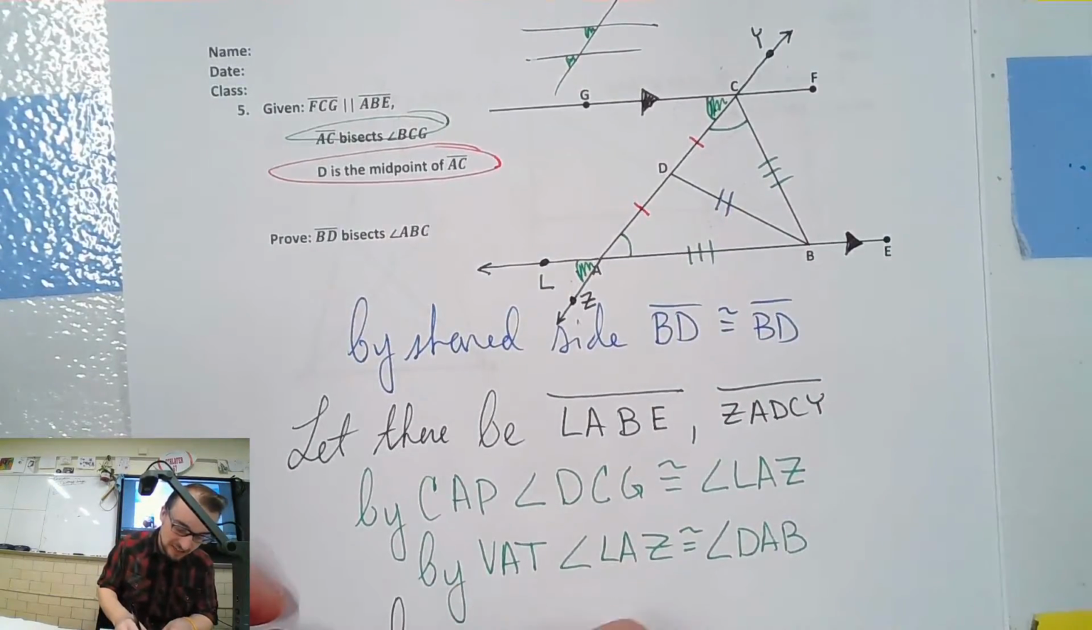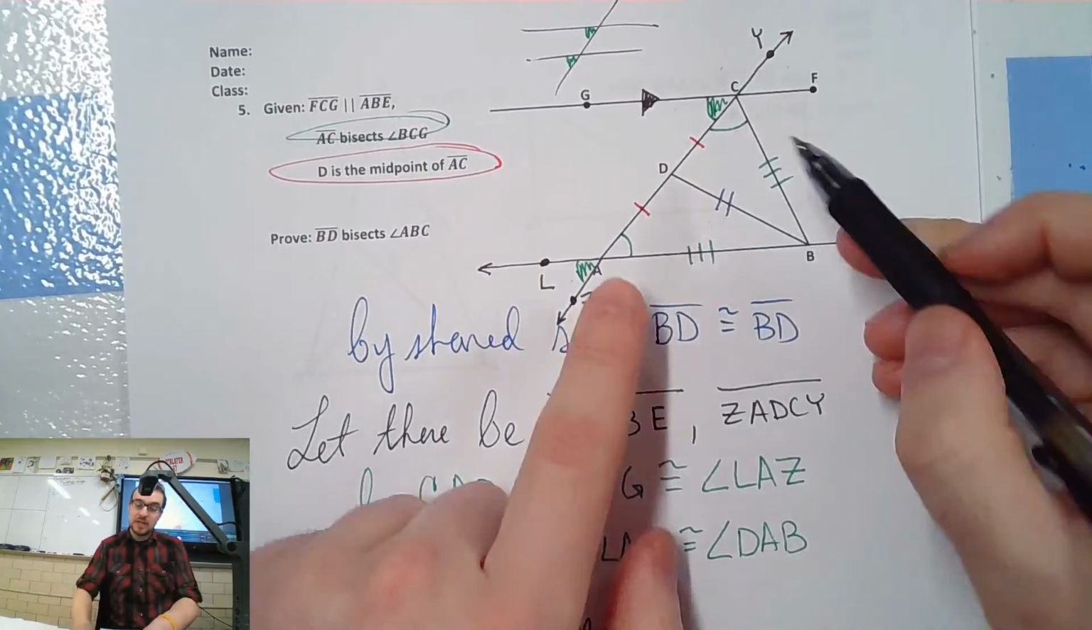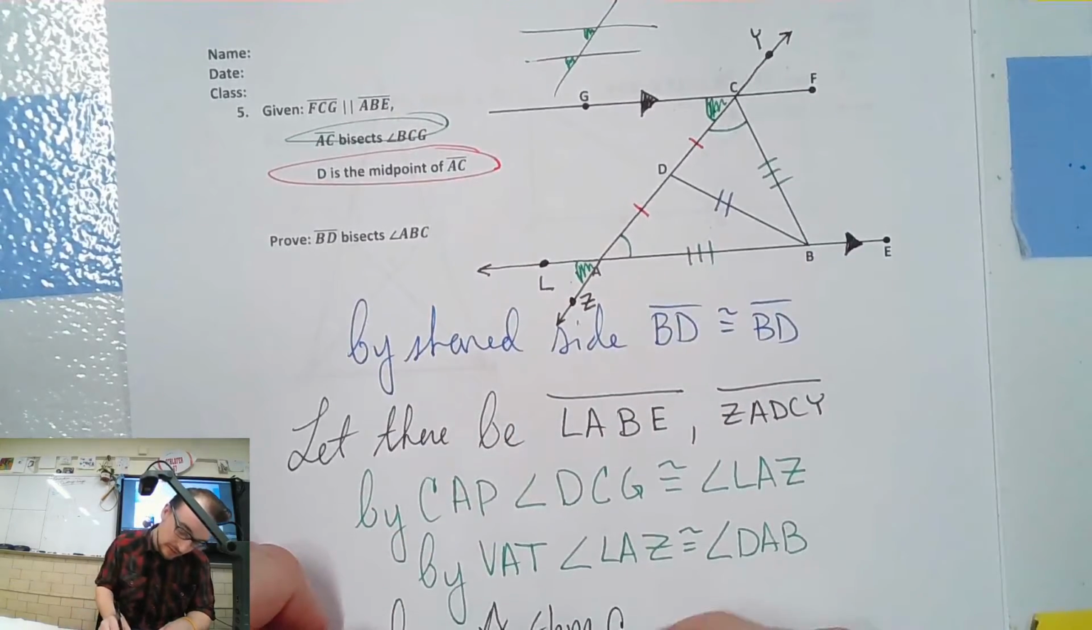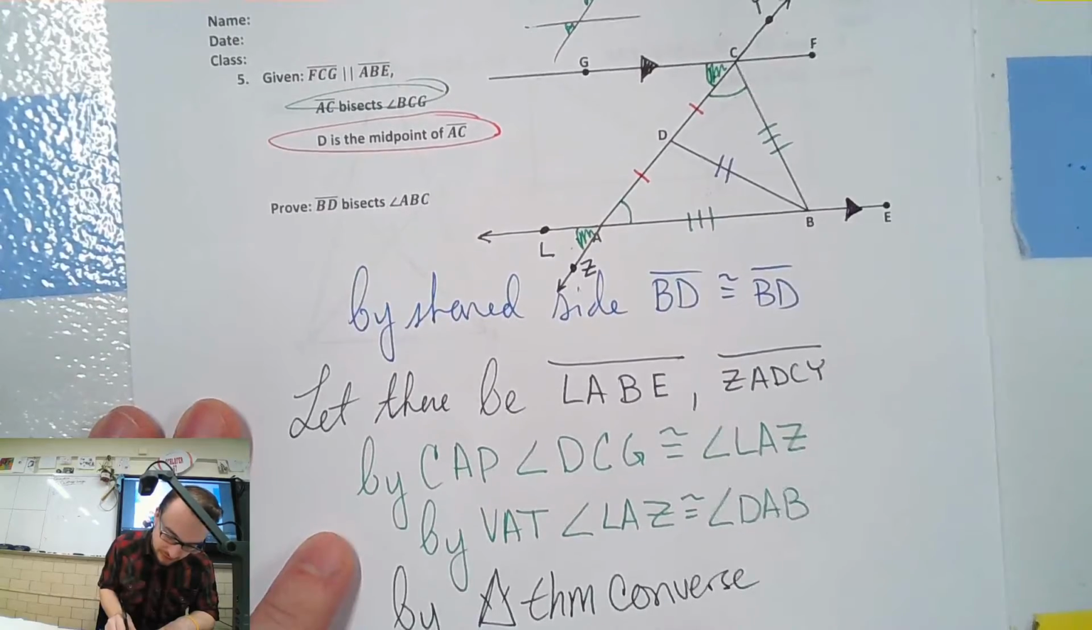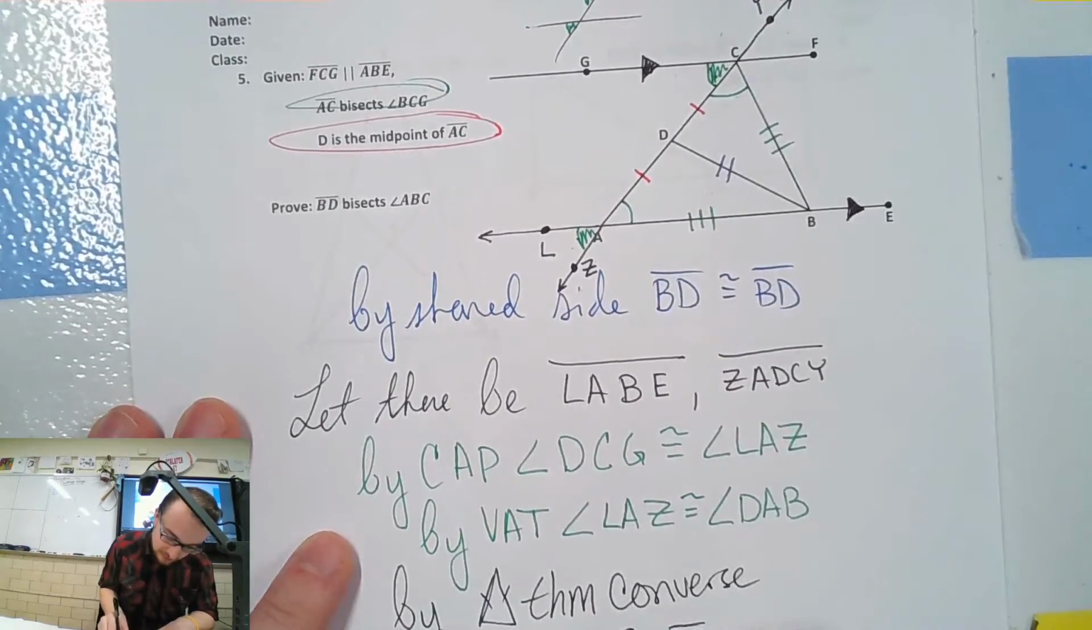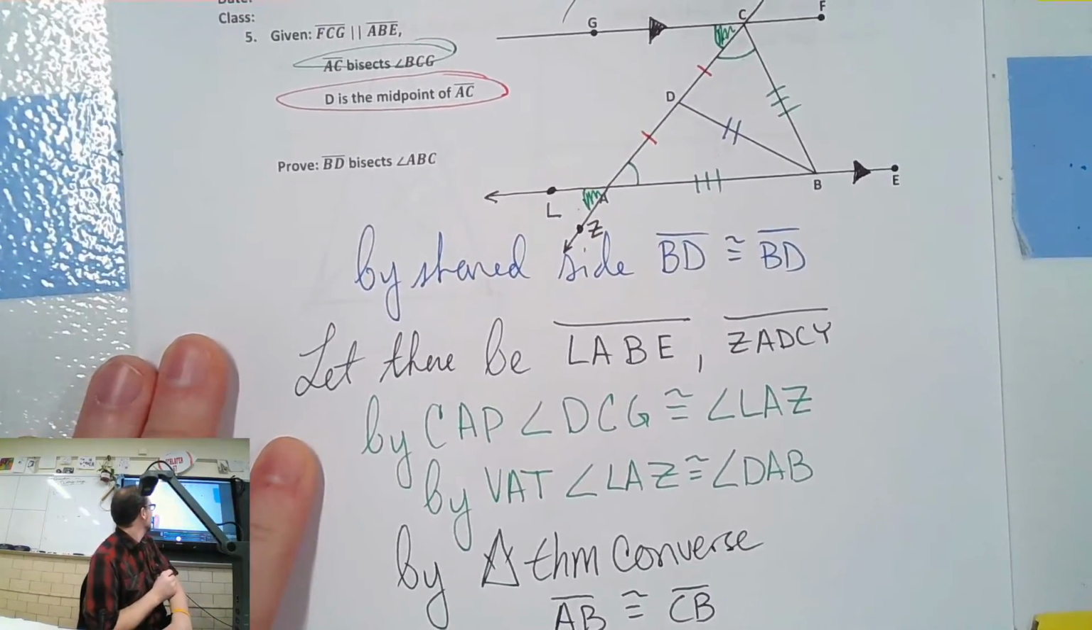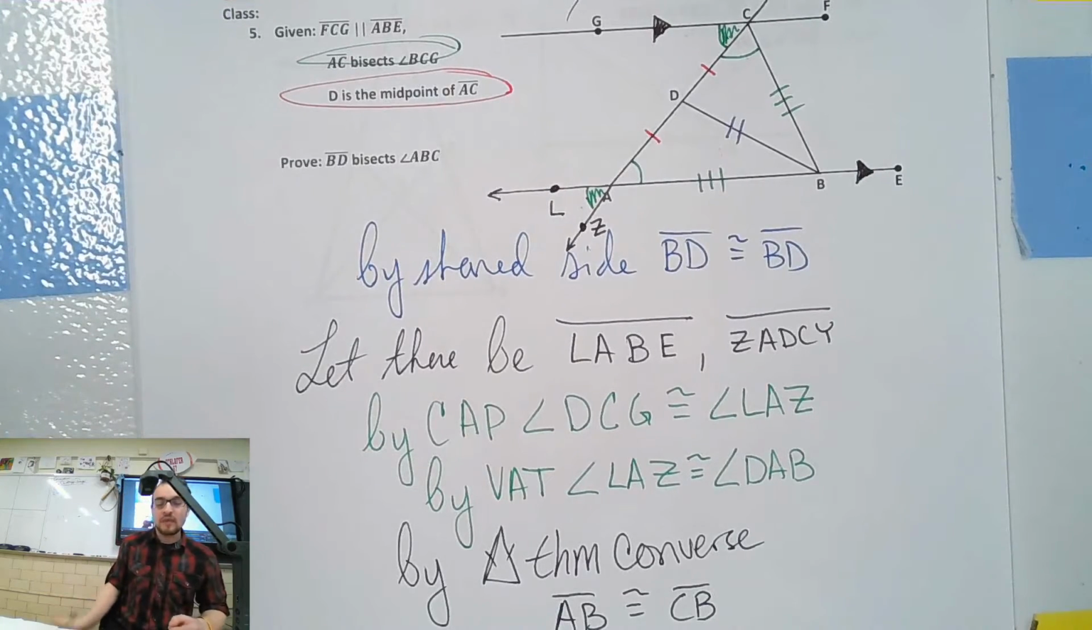Yeah, well done. By isosceles triangle theorem converse, right? It's the converse, Ellie, because we had the angles and it got us the sides. So that means AB is congruent to CB. And now the triangles are congruent, right? We can use side, side, side, or side, angle, side. What do we want?